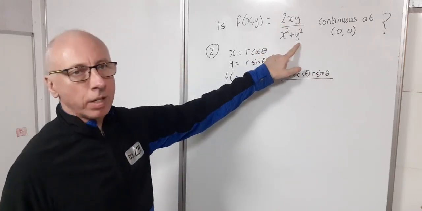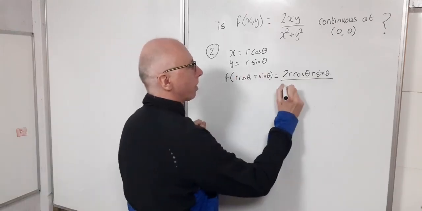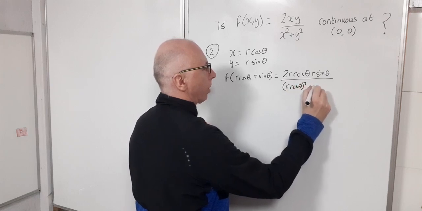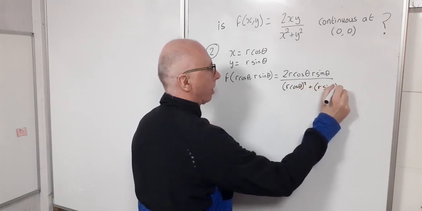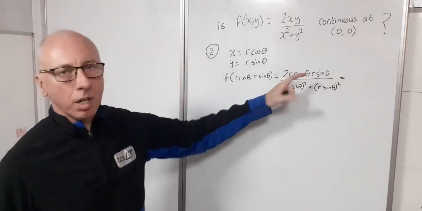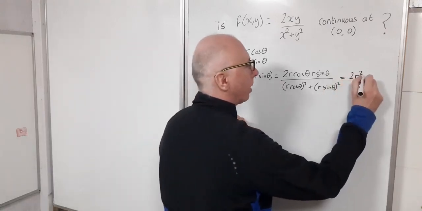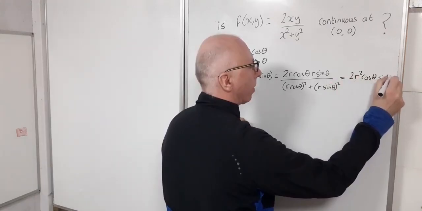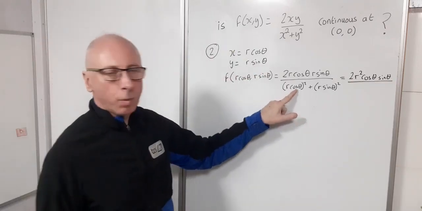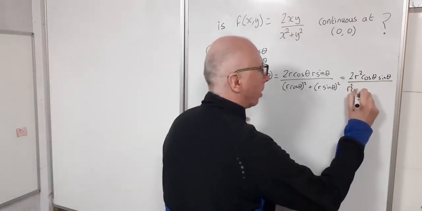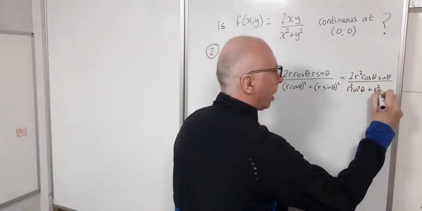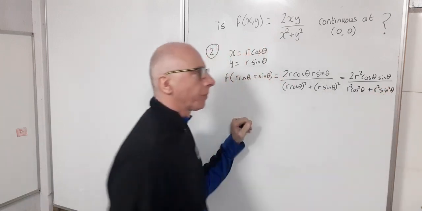And then same deal with the x squared and the y squared, just square each of these terms. So now I've got r cosine theta squared plus r sine theta squared. Then we can just simplify this a little bit. I've got 2 times r times r, so that's 2r squared cosine theta sine theta. And then in my denominator, I'm going to have r squared cosine squared theta, and same here with the sine, r squared sine squared theta.